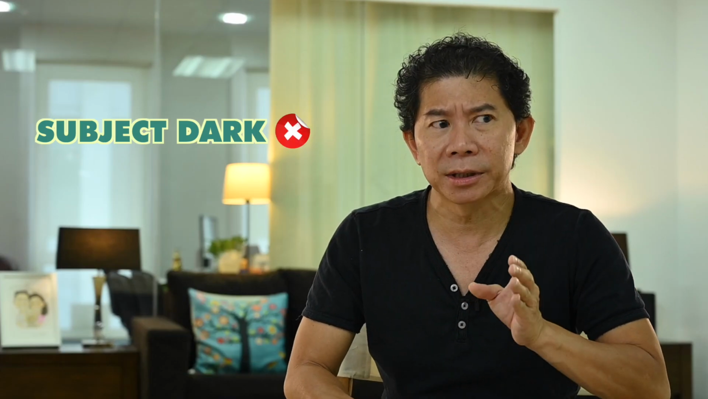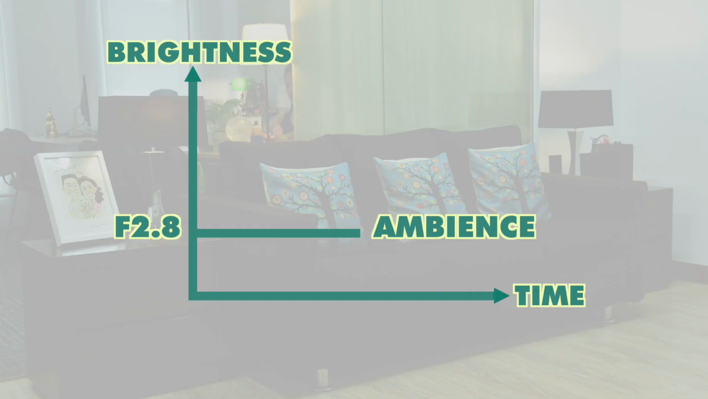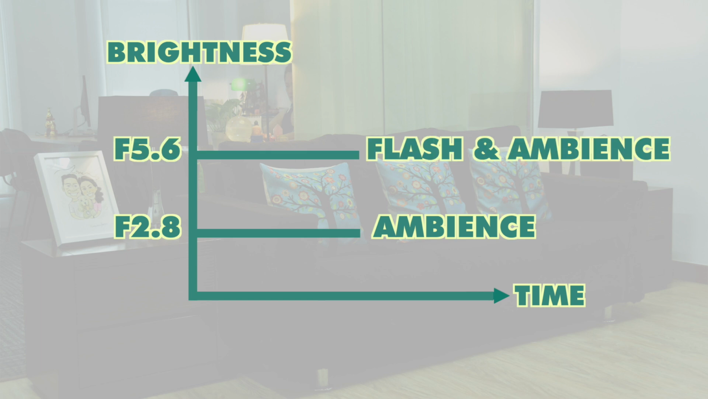Look, the model or the subject looks dark not because she's born dark. It is because the room or that location is dark. Now this is represented by this line. So that's the difference here. You have the ambience, and then you have the one with the ambience and the flash. So this is ambient and flash. Of course this is brighter.